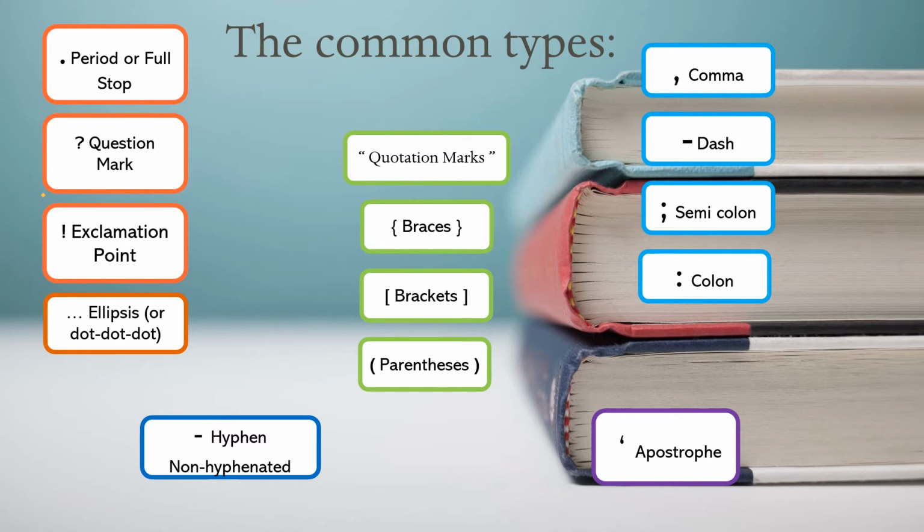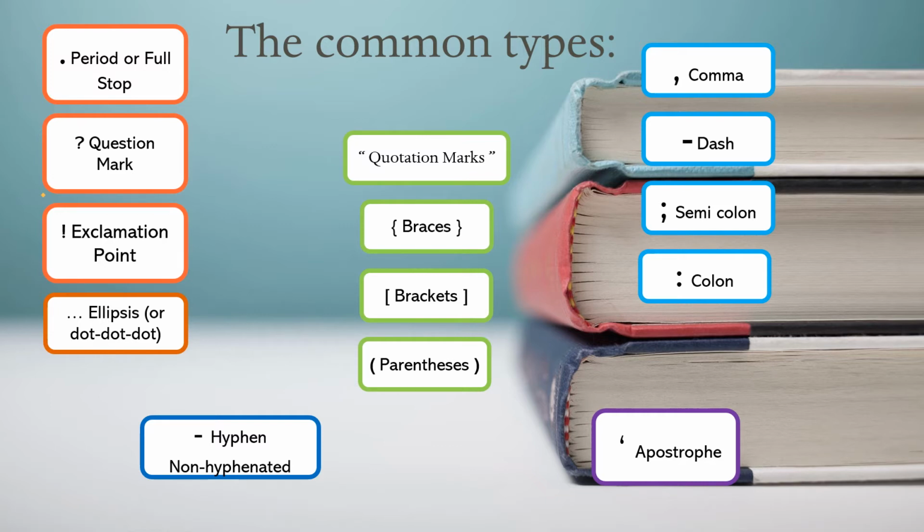Then you have the hyphen. Names can be hyphenated. Very common now. We have double-barrel surnames. A lot of Western surnames can be double-barreled, so they will be hyphenated. There are lots of hyphenated words. Example, non-hyphenated. So it's important to know the difference between a dash and a hyphen. Hyphens are very short, dashes are longer.